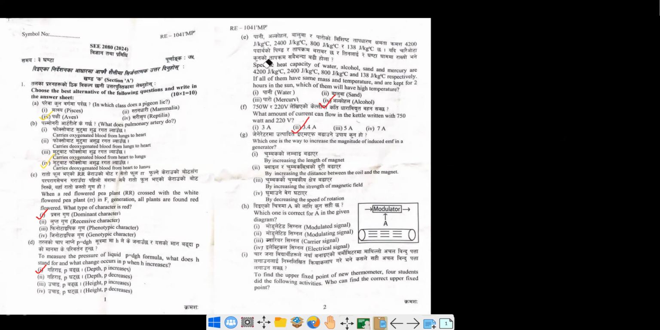Let us see here which of the options is given. Length of the magnet यसले असर गर्दैन है. डिस्टेन्स whether it is closer or not that matters, but the length of the magnet doesn't matter. Coil र चुम्बकको दूरी बढायो भने it doesn't work, it is actually opposite.